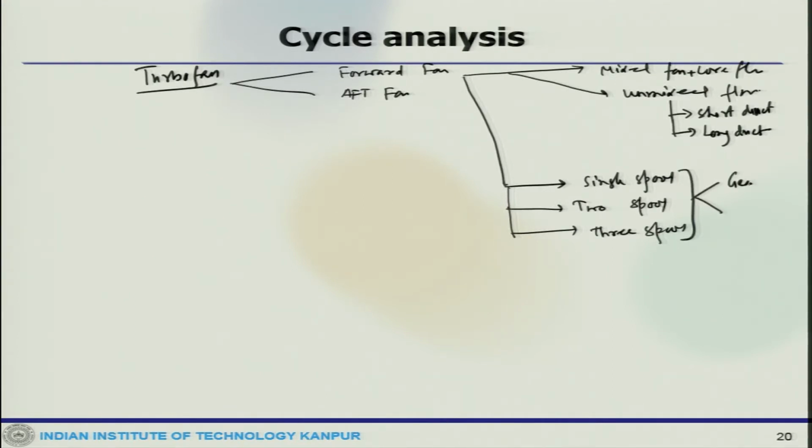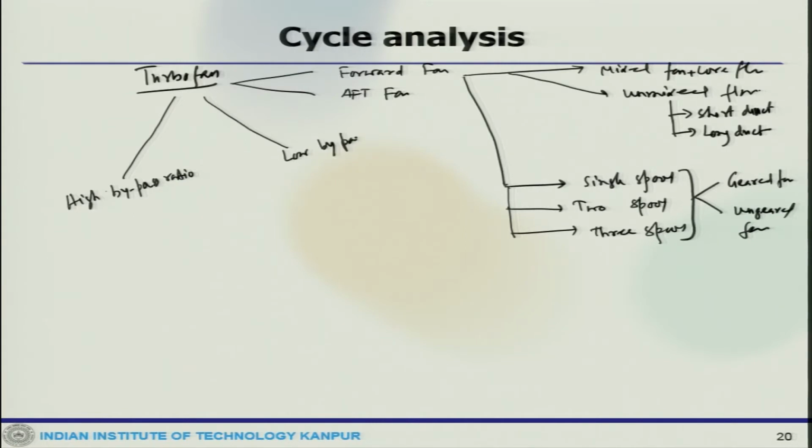And then all these things can be clubbed into two more segments: one could be geared fan or ungeared fan. Then, another way one can classify is high bypass ratio engine, or low bypass ratio.